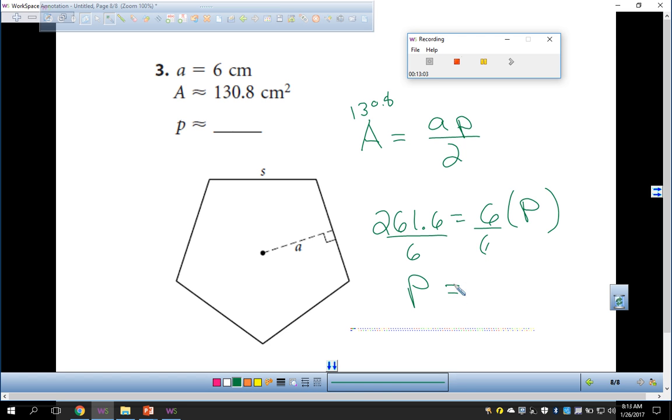So I get perimeter is 43.3. That's 43.6. 43.6. Yes? How did I get 43.3? 2 times 130. Oh, I forgot the 0.8. I forgot the 0.8. That's what I did. Okay? So you were right, Cadence. 43.6 is the right answer.